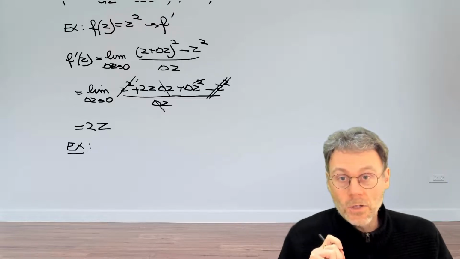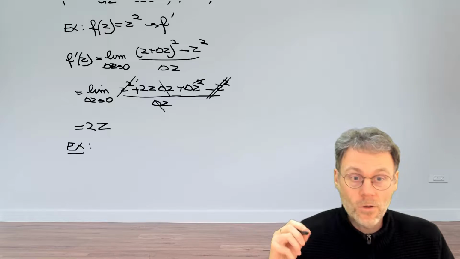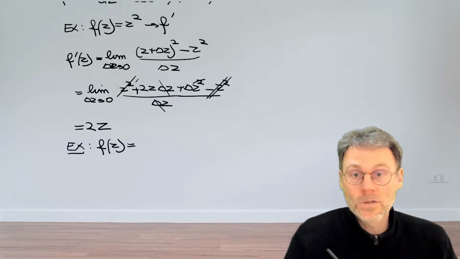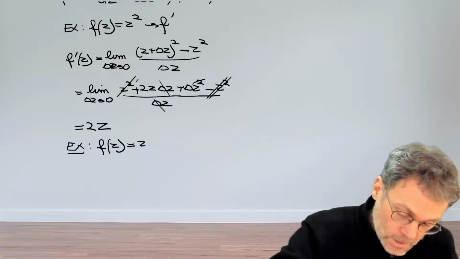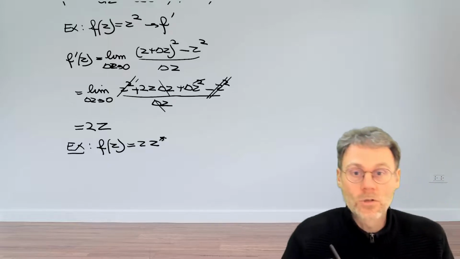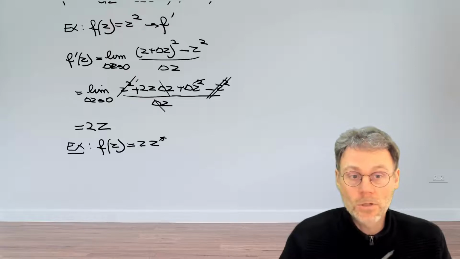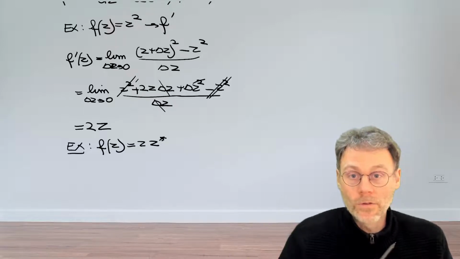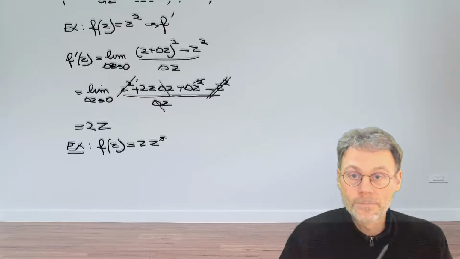Pause the video and try to use exactly the same calculation to figure out what the derivative of a second complex function is, namely z multiplied by the complex conjugate of z, so the modulus squared of this complex number. See if you can figure out what the derivative of this function is.